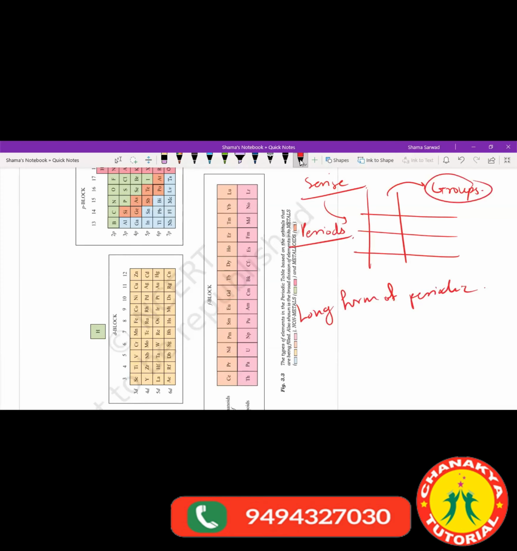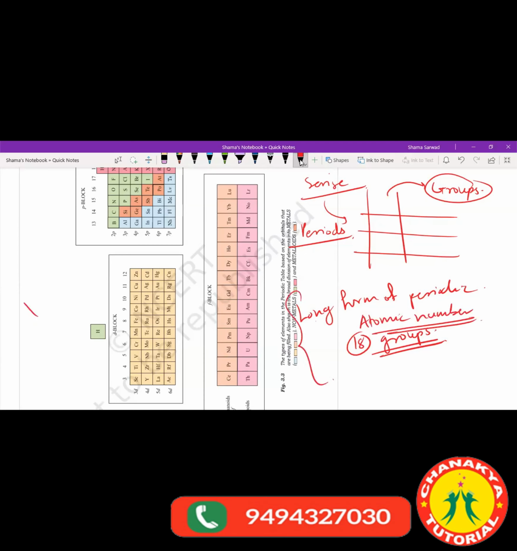So what is the basic difference between Mendeleev's periodic table and the modern periodic table? The difference is there are 18 groups in the modern table, right? And it is based on atomic number. The basic fundamental property is nothing but atomic number. Correct? Why is it so?